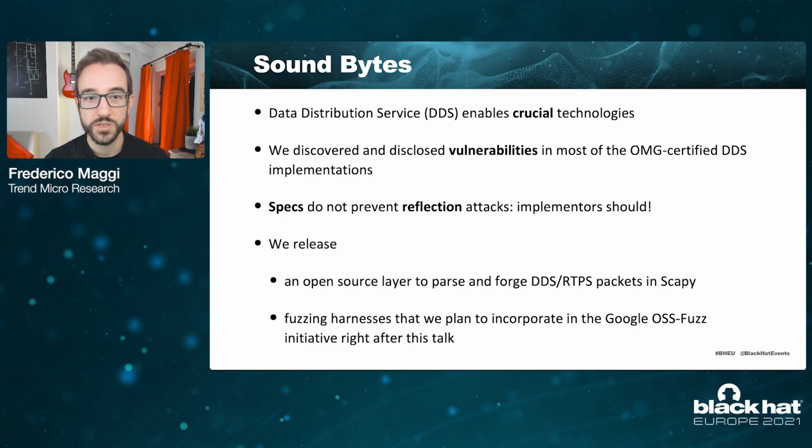And as part of this presentation, we release an open source layer to parse and forge DDS and RTPS packets as part of Scapy. And we also released the fuzzing harnesses that we are currently integrating into the Google OSS-Fuzz initiative. So we encourage other researchers to do the same.